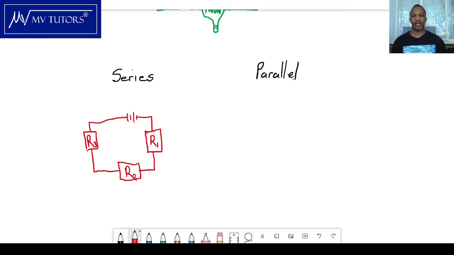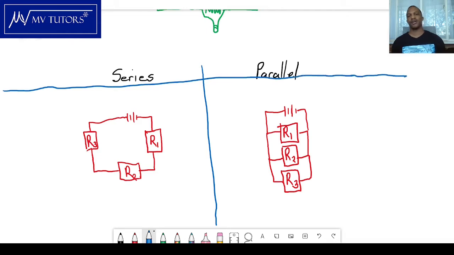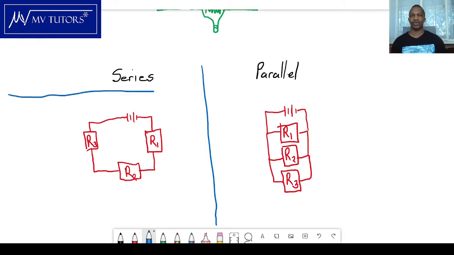Now those that are connected in parallel will typically look like this. There's your power source over there, and then you've got your resistor 1, resistor 2, and resistor 3, pretty much in parallel like that. They're connected like that: it goes there, connects there, goes down here, connects there. So these are in parallel. Let me draw a line there to separate the two so that it's clear. That's an example of each.